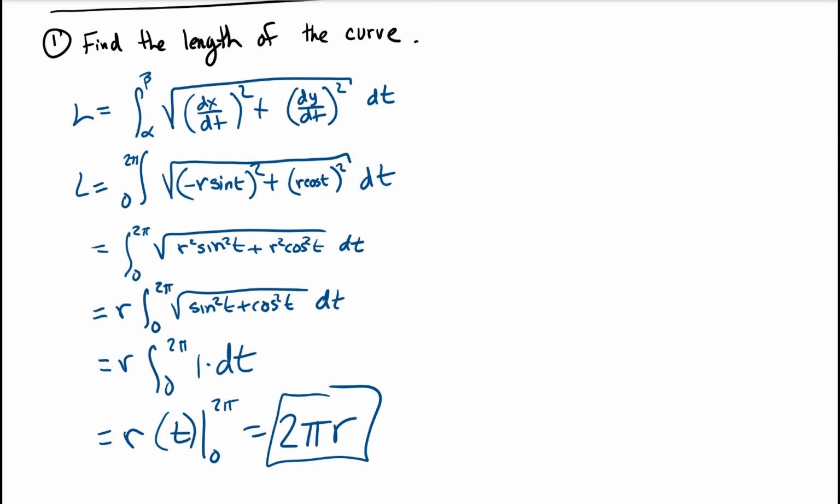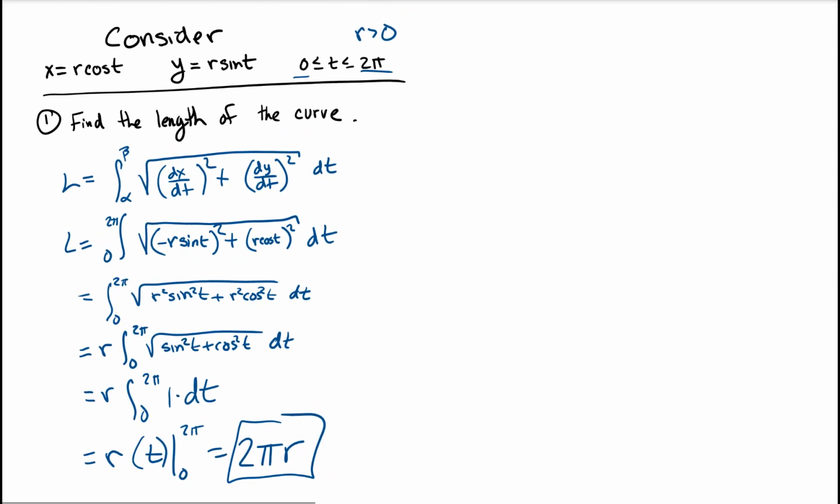So the length of the curve, or do I mean the circumference of the circle with radius r? Well, we just proved that the circumference of a circle has length 2 pi r. And we got that from our fancy new formula here. There's our fancy new formula for arc length.